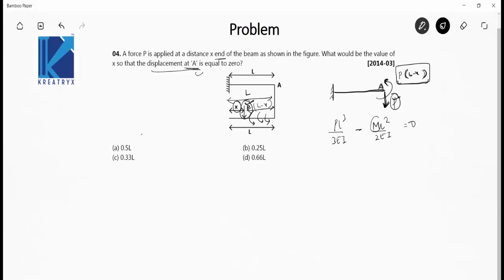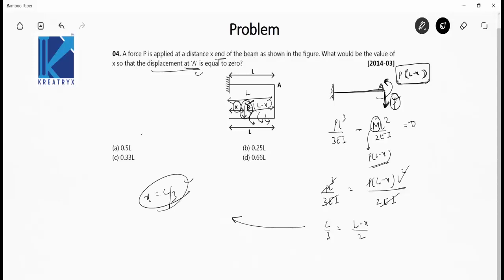Okay, here M is equal to what? M is P into (L minus x). Now you can solve it. PL cube by 3EI is equal to P into (L minus x) L square upon 2EI. EI gets cancelled out, L square gets cancelled out, P and P get cancelled out. So this will be L by 3 is equal to (L minus x) by 2. When you solve it, you will get x is equal to L by 3. So the option will be C, 0.33L. Yeah, so this was a simple question again. Okay, let's move on to the next question.